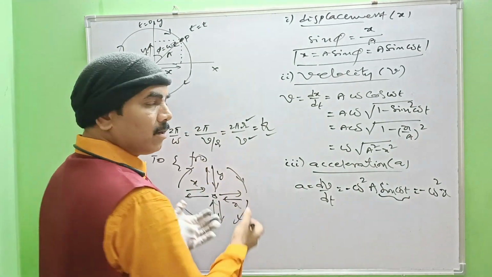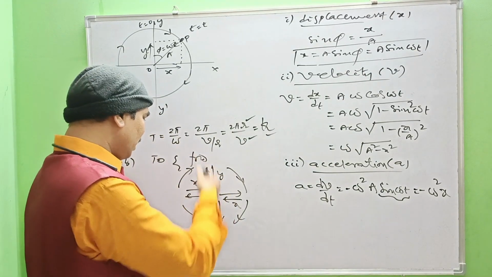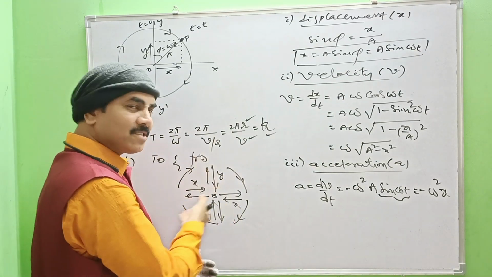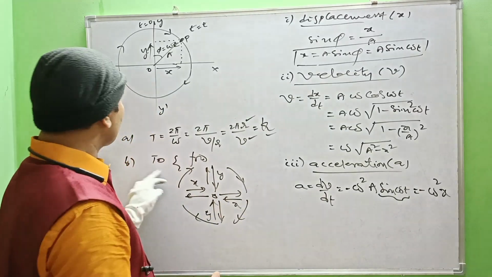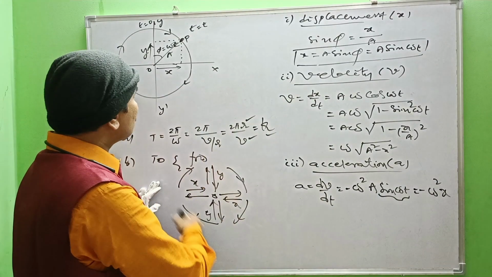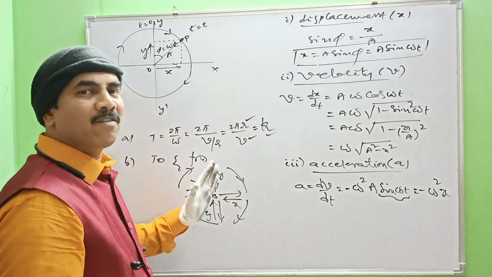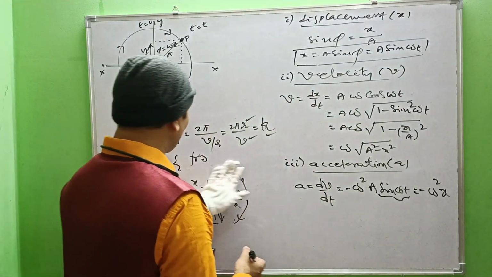These two are in to and fro motion with a fixed time period. The y projection oscillates like that, and the x projection oscillates like that. That's why the motion is to and fro. Of course, the motion of the particle is not to and fro, but its projections are in to and fro motion. So the second condition is fulfilled.